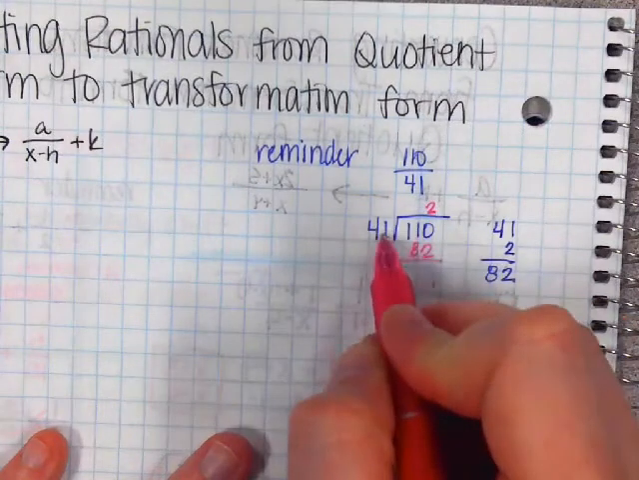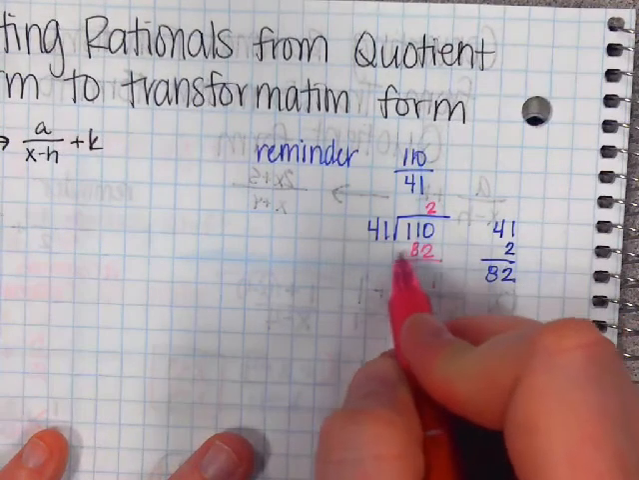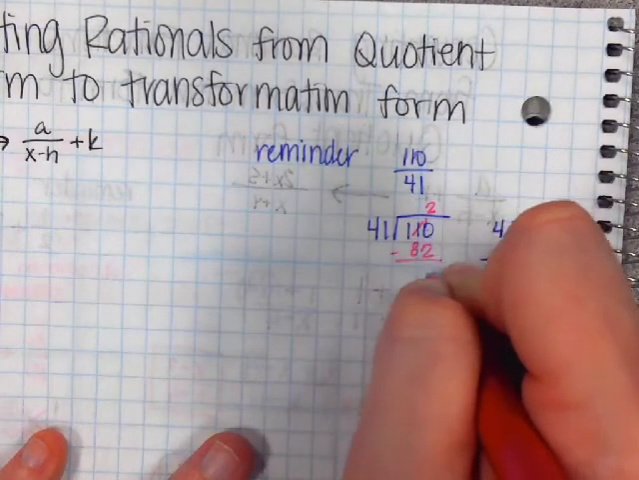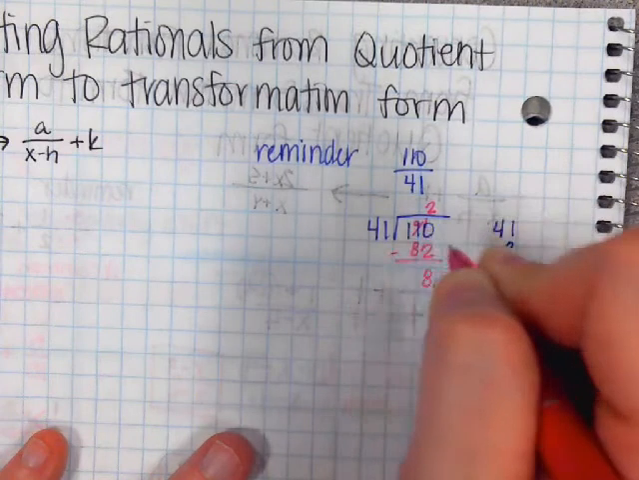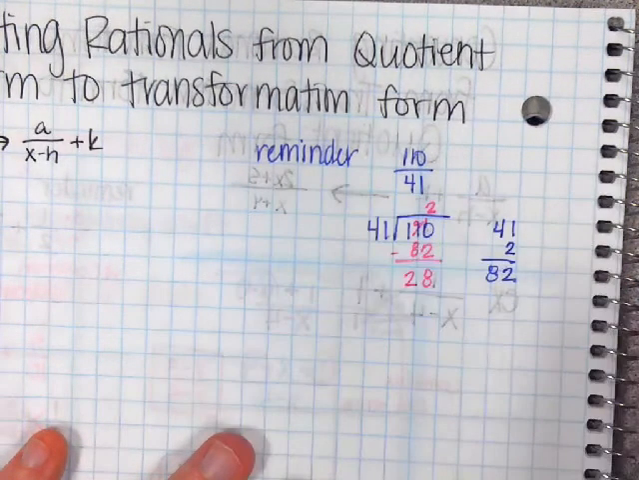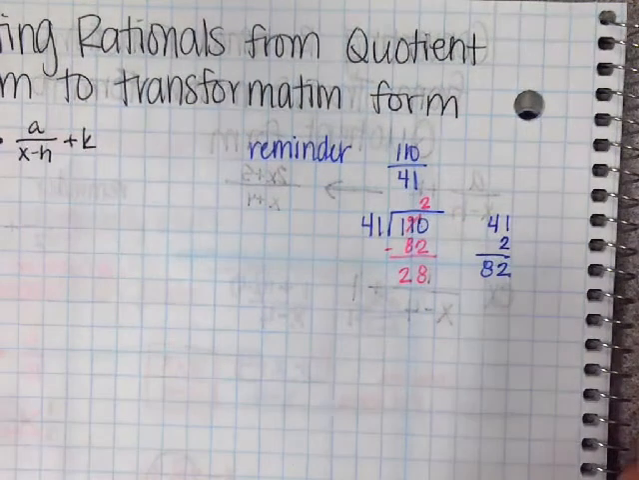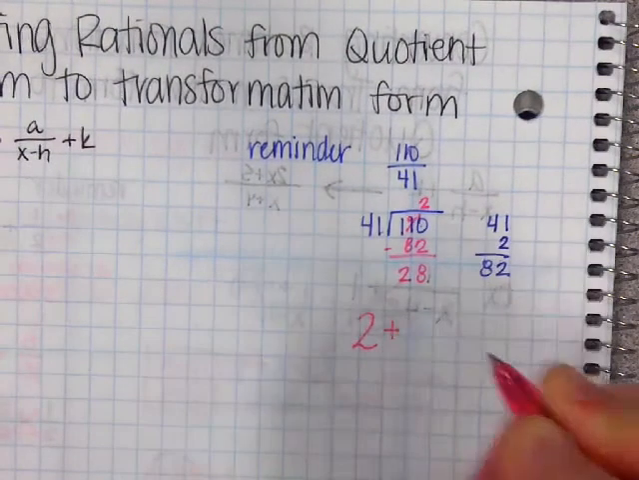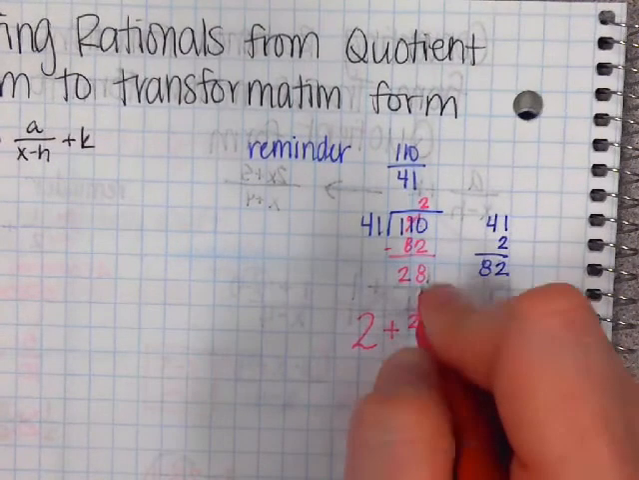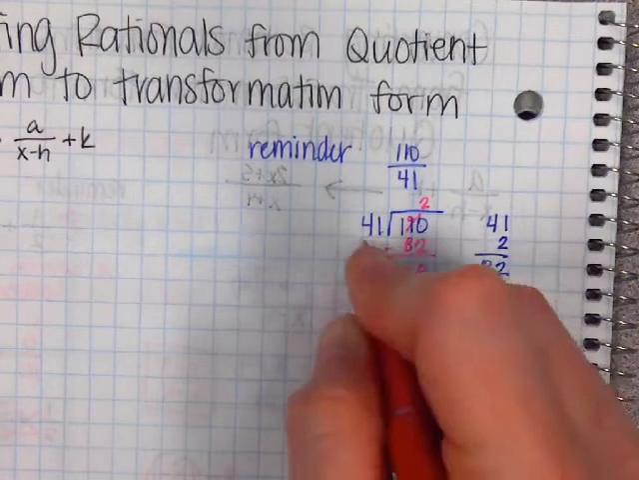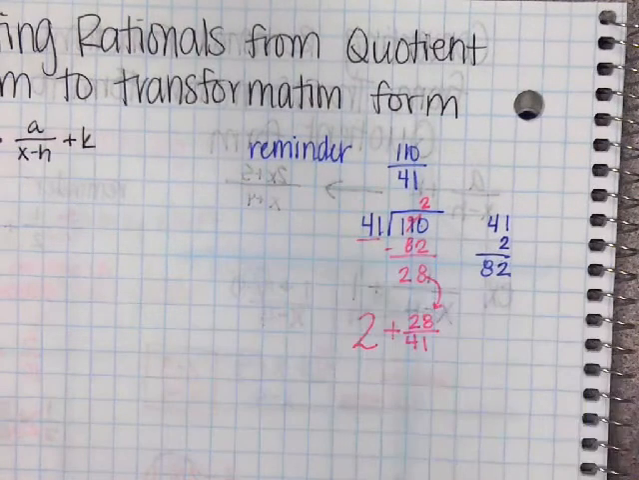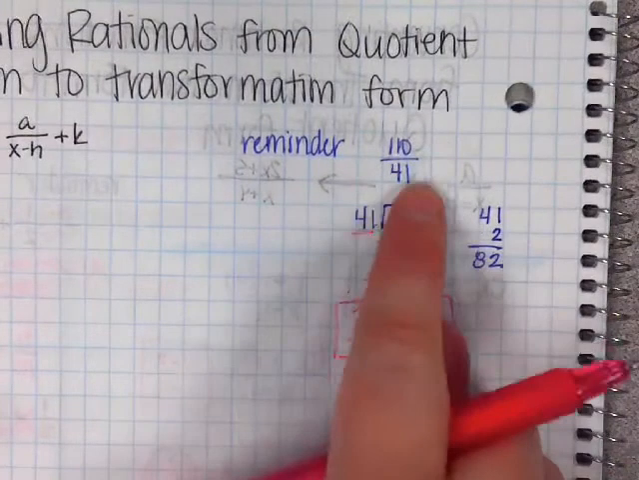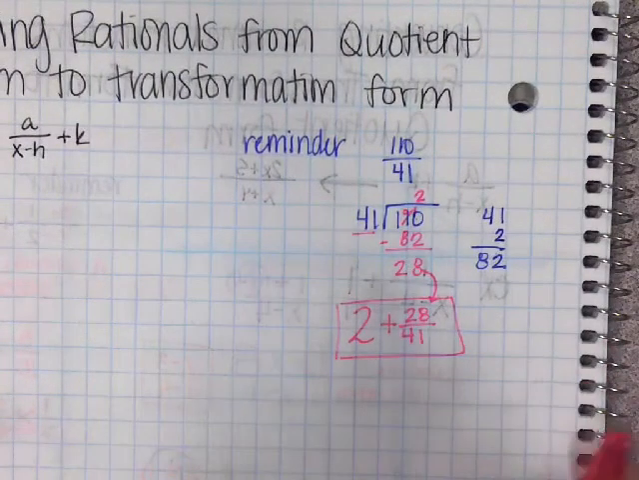So then remember, you do 2 times 41 is 82, and then subtract. 110 minus 82. 10 minus 2 is 8. 10 minus 8 is 28. Okay, so when we have that, the way we write this is 2 plus, we had a remainder of 28, so you put the remainder on top over whatever you were dividing by. So that's a reminder of how you divide and write it as a mixed number.